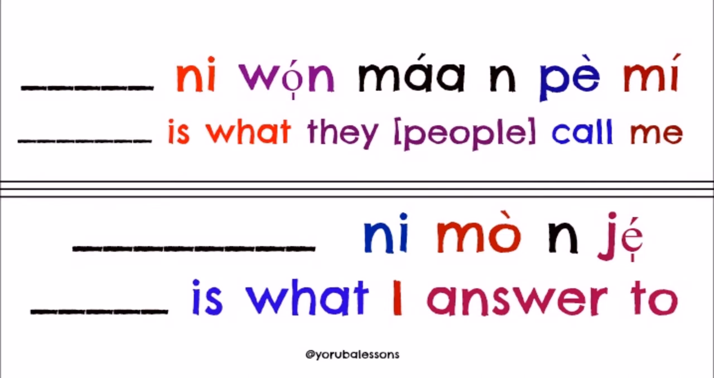People that have nicknames that don't often say what their real names are would often say Dash ni won ma npe mi, or won ma npe mi ni Dash. Dash being whatever their nickname is. Another way of saying it is Dash ni monje. Dash is what I answer to.